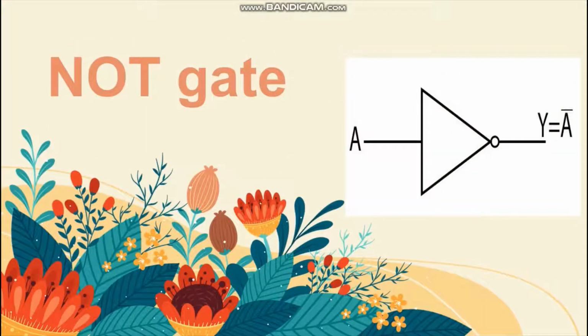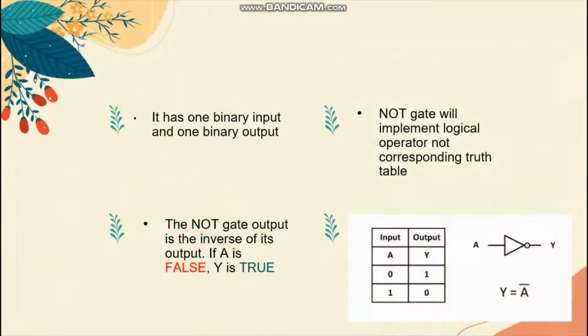This is the NOT gate and the symbol. The NOT gate has one binary input and one binary output. The NOT gate output is the inverse of its input. If A is false, Y is true. The NOT gate will implement the logical operator not, with the corresponding truth table.